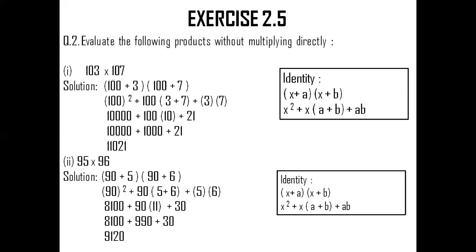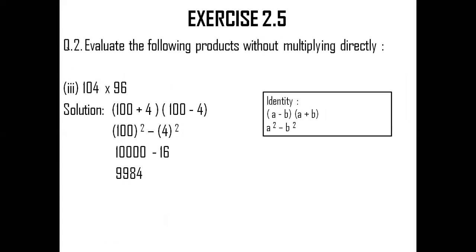What should x be replaced by? x shall be replaced by 90. What should a be replaced by? a shall be replaced by 5. And what should b be replaced by? b should be replaced by 6. So when I replace the values of x, a and b, the final answer that I'm getting is 9,120. Dear students, please ensure that when you calculate the sums, you get the answers correctly. I hope the solution to this second question was also clear to you all. If yes, let's solve the next question.